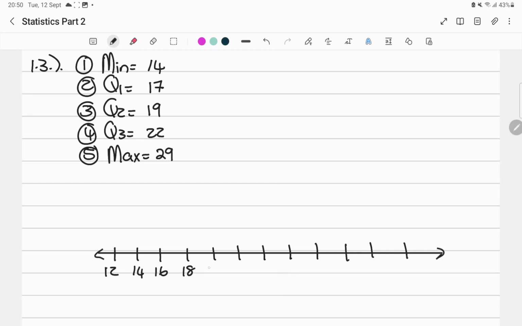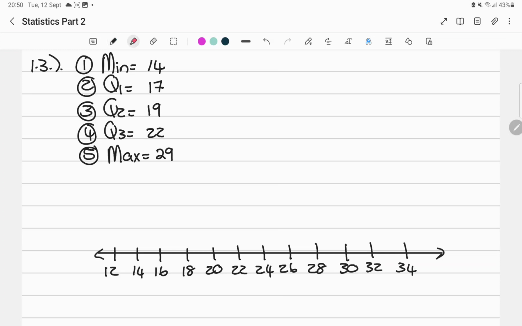So just make sure that you draw your number line accurately. If you're counting in 2s, make sure you count throughout in 2s, and also make sure all your data is 1 centimeter or 2 centimeters apart. Okay. Alright, now we can just start plotting.